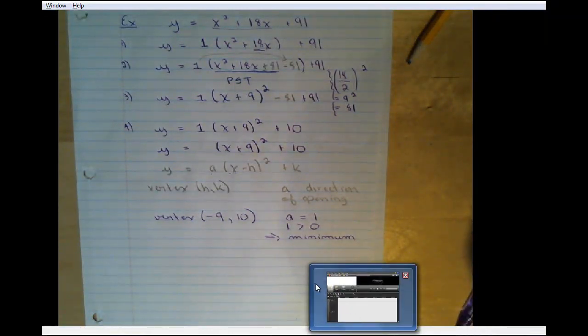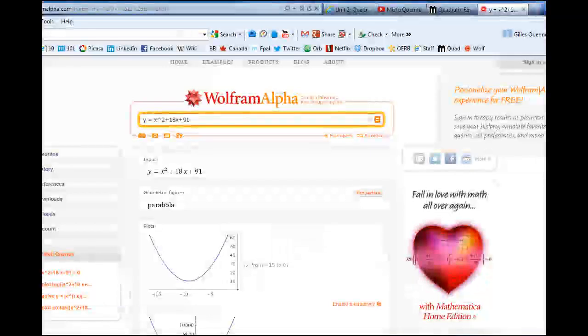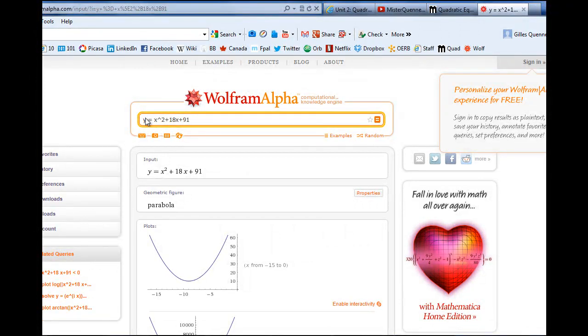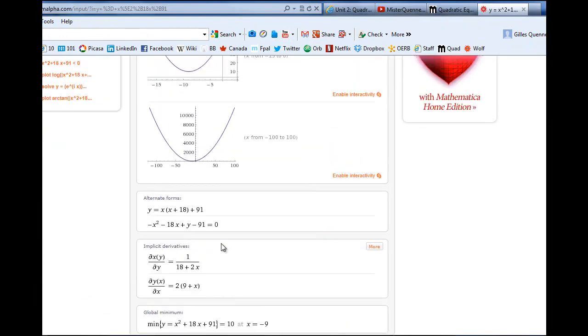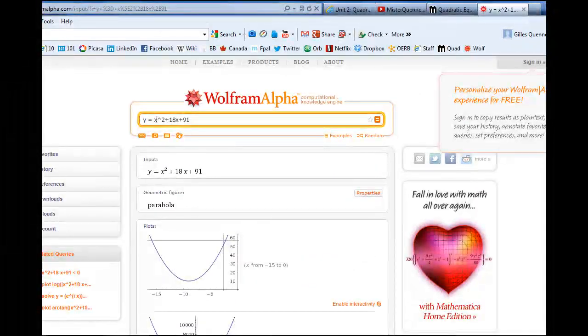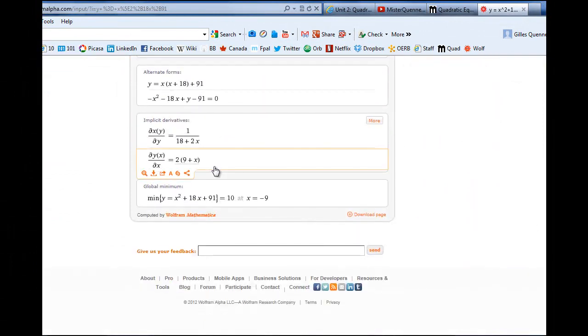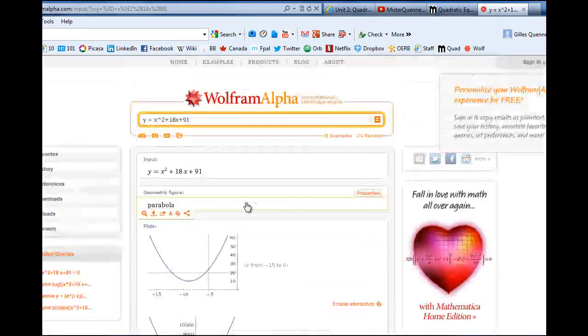Let's take a trip over to our good friend Wolfram Alpha. And I've already done this ahead of time. y is equal to x squared plus 18x plus 91. And hit equal. And lo and behold, a nice plot. We've got a nice quadratic. It's got a minimum. What else did it tell me? Remember, I just inputted the quadratic. Scrolling down here, we've got a global minimum. The min of that occurs when y equals 10 at x equals minus 9. So again, a great tool for checking.